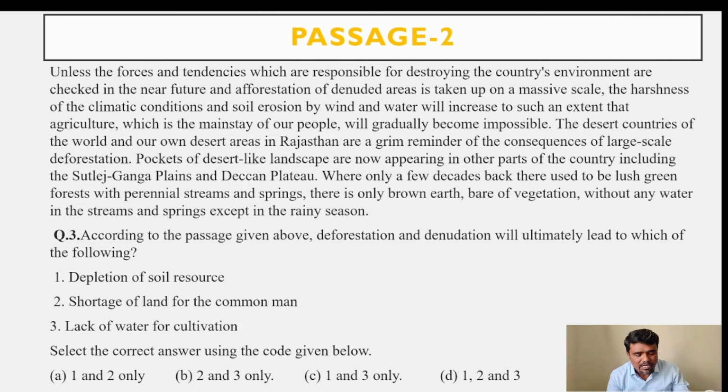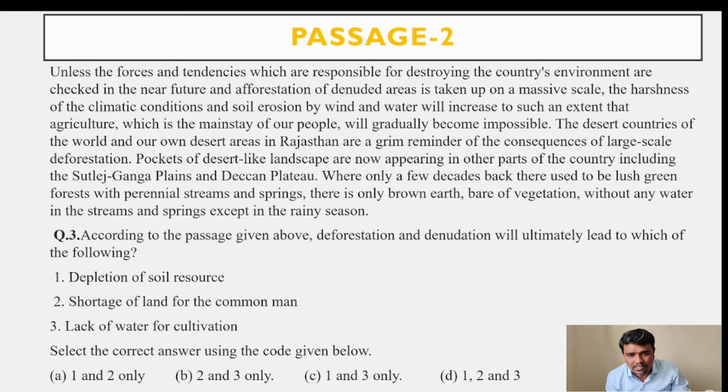Second passage. Pause the video, read the passage, and write down your main idea in the comments. Unless the forces and tendencies which are responsible for destroying the country's environment are checked in the near future, and afforestation of denuded areas is taken up on a massive scale, the harshness of the climatic conditions and soil erosion by wind and water will increase to such an extent that agriculture, which is the mainstay of our people, will gradually become impossible. It is like an emergency situation.